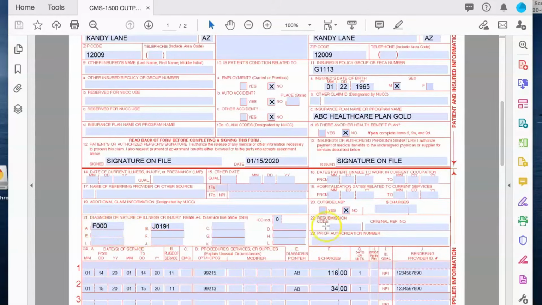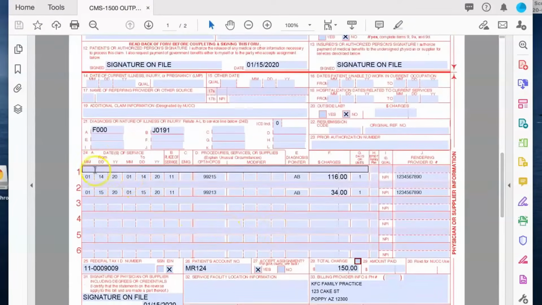Box 22, Resubmission Code. This we will cover in a separate module where you'll learn how to resubmit claims for adjustments. Box 23, Prior Authorization Number. This is if the patient's procedure requires the provider to have authorization. Each authorization will have an identification number, and you can enter that here.